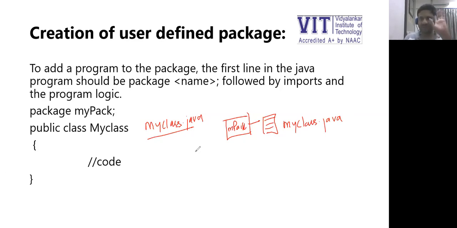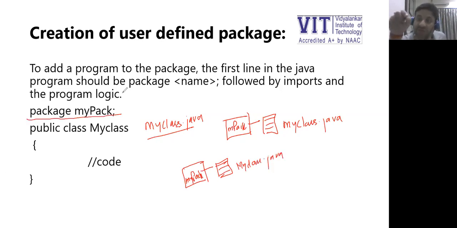So how do we add a class in a package? First, create a folder which will be the name of your package. I have to give my package the name my pack. So I will first create a folder, my pack. In that folder, I'll create a notepad, and then I will write a class. I will save that as my class.java. In that notepad, the first line is package my pack. So the package statement is ideally the first line in every Java program. We will write package before import also. To add a program to a package, the first line in the Java program should be package followed by the package name. So this will add this class in that package.